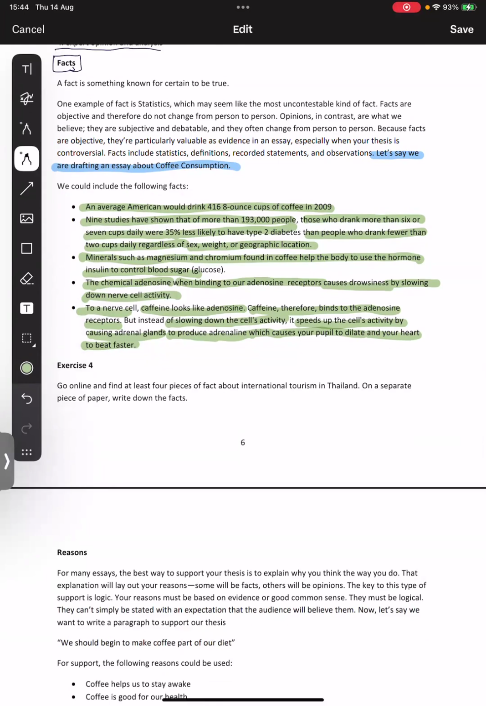I'd like you to please go online and find at least 4 pieces of facts about international tourism in Thailand. Okay, and just write down all those facts. Please do this because at the end of this chapter, we're going to use this information that you've found from doing the exercise to do your writing. Okay, so I'm going to give you 3 minutes. Just try and go online and find some facts about international tourism in Thailand. All right.